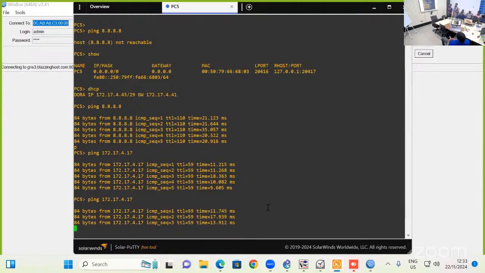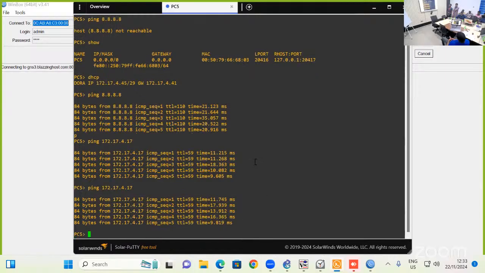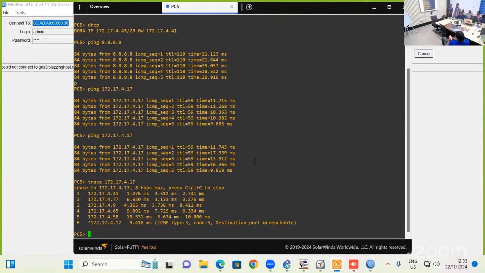Then I'll do a traceroute to see how it gets down to that IP address. Traceroute 172.17.4.17, right? Okay, 6 hops, 6 routers. So it goes through this first, this other one, 4.9, 4.65, 4.58, and 4.17. Okay.